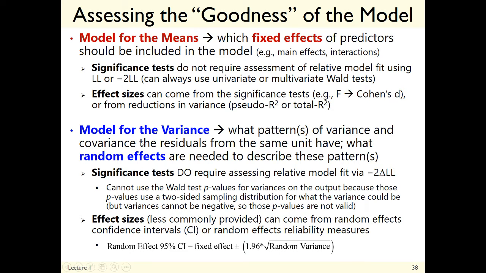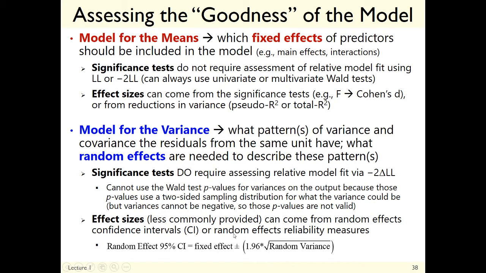So because random effects don't explain variance, they just partition it, we don't do pseudo R-squared. You can do a couple of things instead. One is this idea of a random effect confidence interval. And so I just wanted to throw this up here as the analog to what you would talk about in terms of the model for the means. This is effect size in the model for the variance. So if you choose to report these in your papers, you'll have to explain what they mean, because this isn't something that everyone will be familiar with.